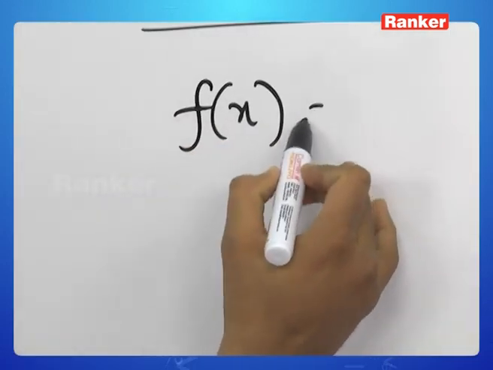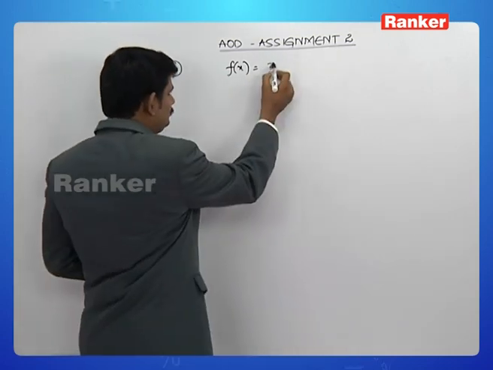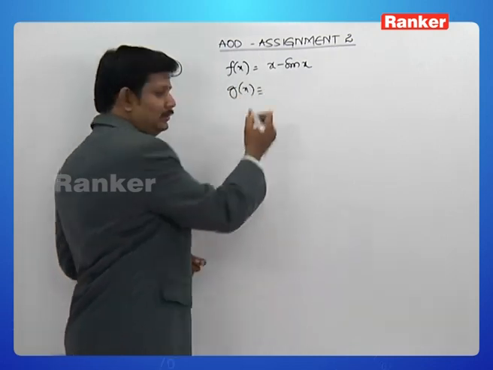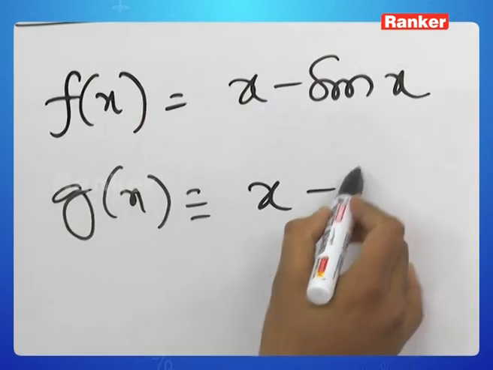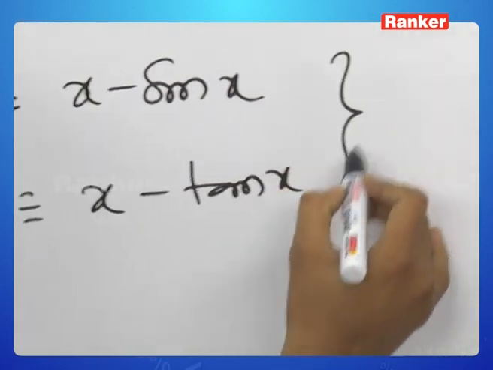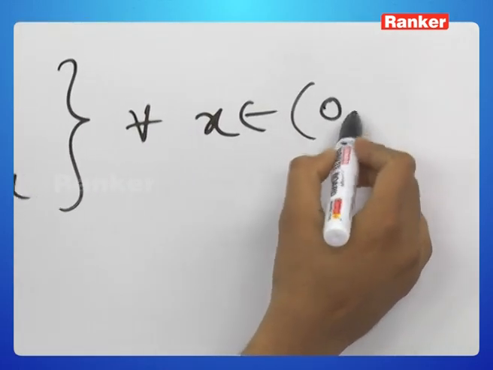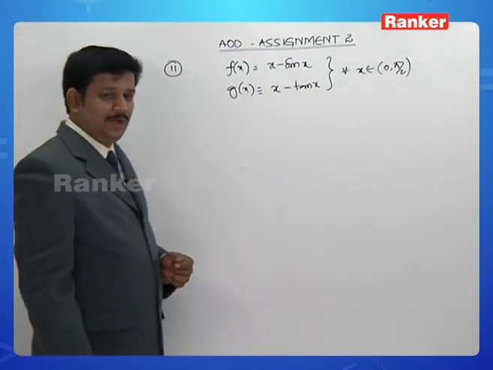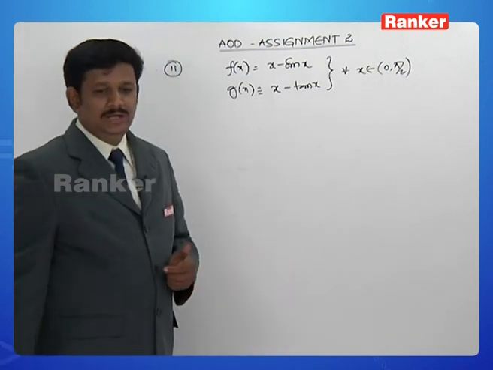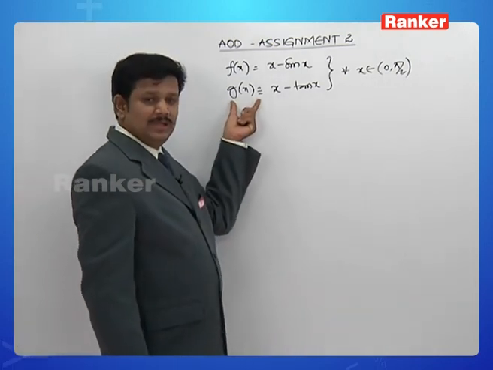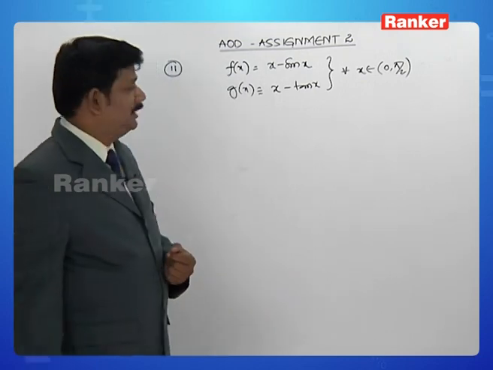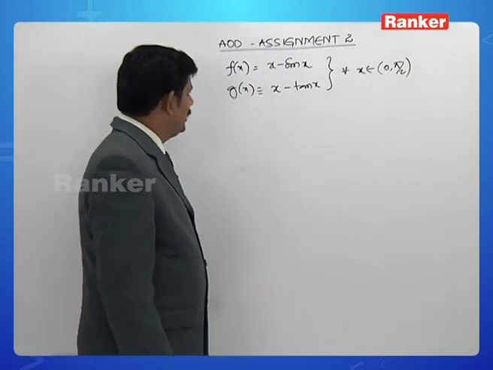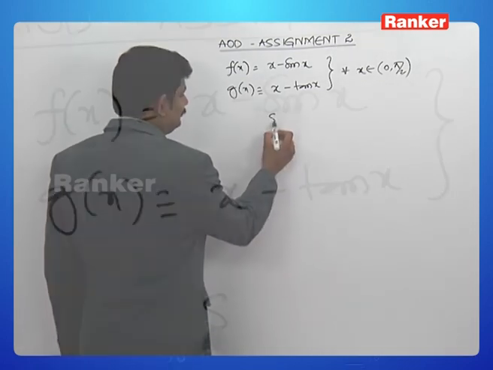f of x is defined as x minus sin x and g of x is defined as x minus tan x for all x belonging to 0 to pi by 2. And we need to talk about the sign of f of x into g of x, which we can do when we know individually the signs of f of x and g of x. Look at the inequality.